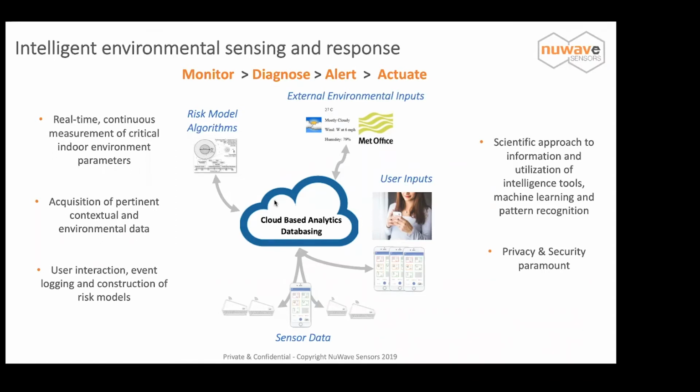All those things can feed into your risk model. So your risk model, combined with other external environmental inputs, combined in a cloud-based system, will allow you to make more precise and more useful decisions, and provide more information for protecting an environment from airborne contamination. It's an IoT system, so it's easy to apply things like machine learning and pattern recognition and all that, but obviously privacy and security is paramount. And in the design of any of these systems, that has to be at the forefront of your mind.